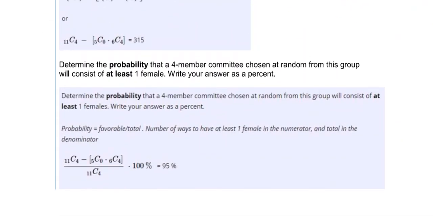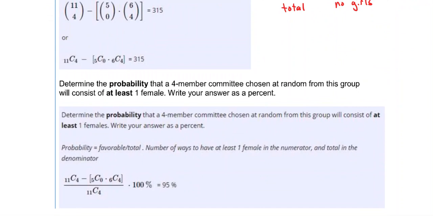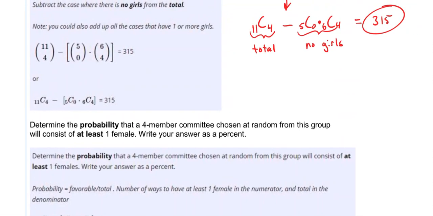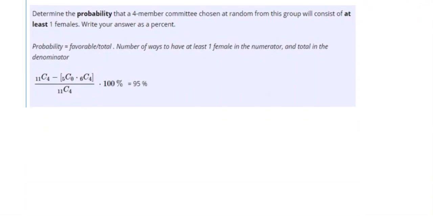Now it says determine the probability that a 4-member committee chosen at random from this group will consist of at least 1 female. Write your answer as a percent. Okay, well, we're kind of good already because we already found the number of ways that we can choose at least 1 girl, right? So that's our favorable. So if it's favorable over total, then our favorable was 315.